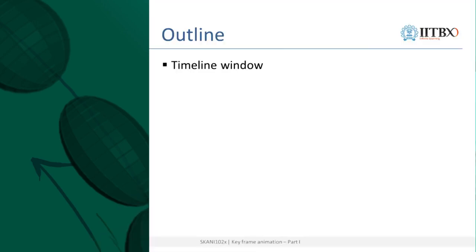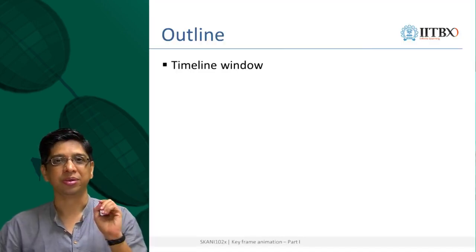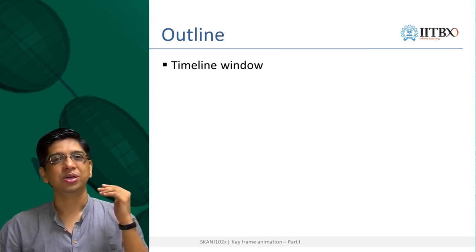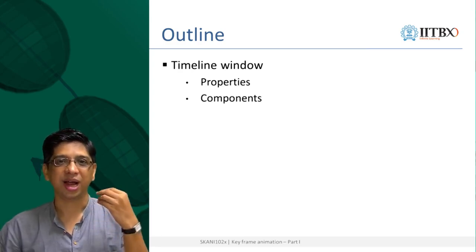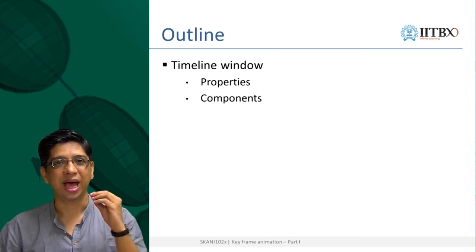What we are going to see today is the stage where all this drama unfolds. That is the timeline window. We will also see how you can animate and what are the different attributes you can animate in a given object. And the sample object we are going to keep it as default, the cube which is there.